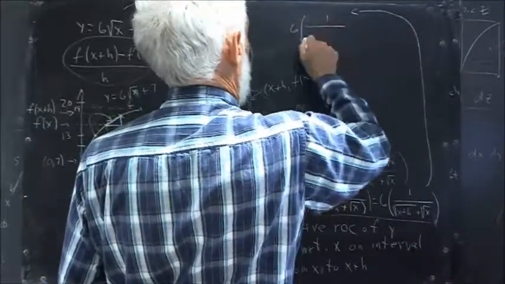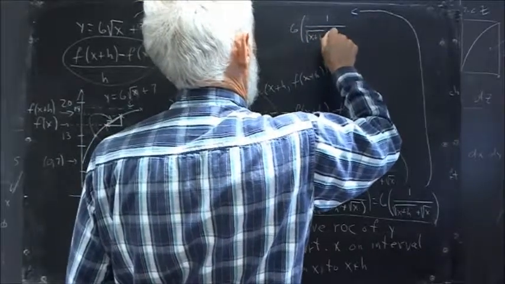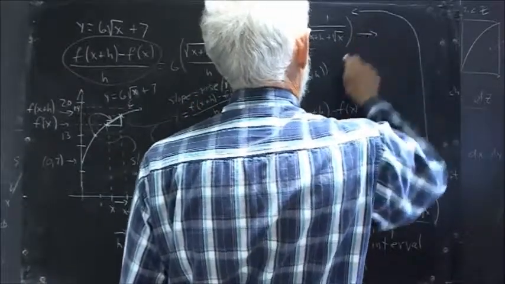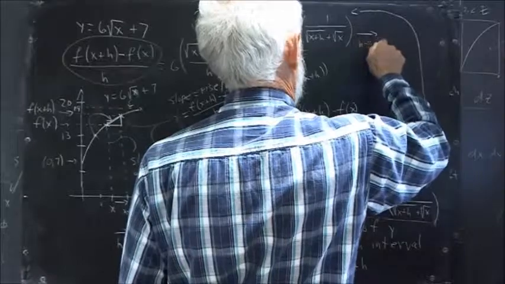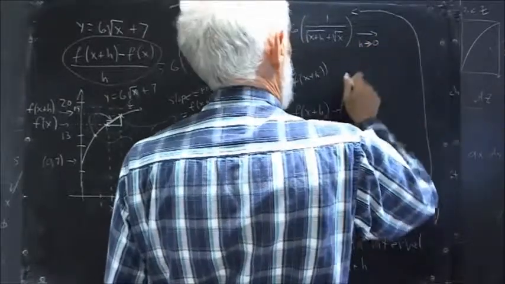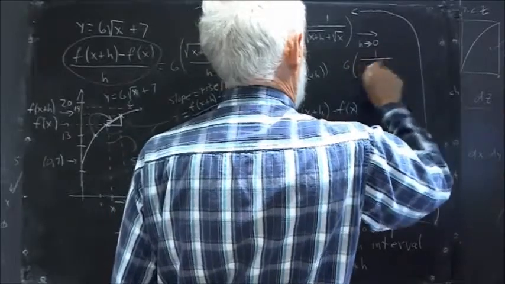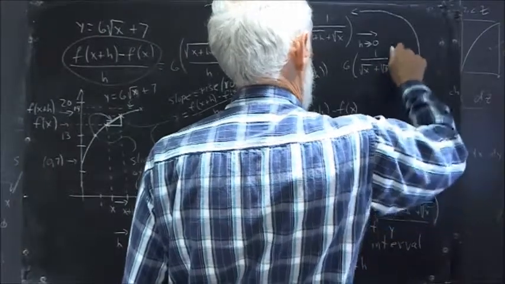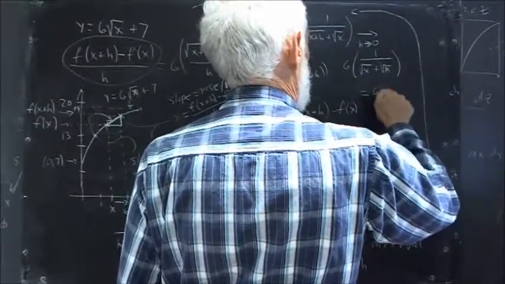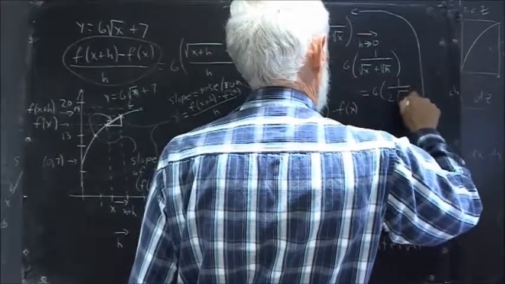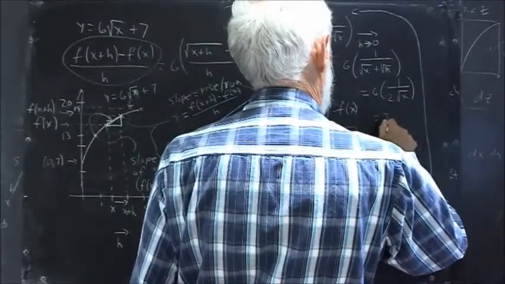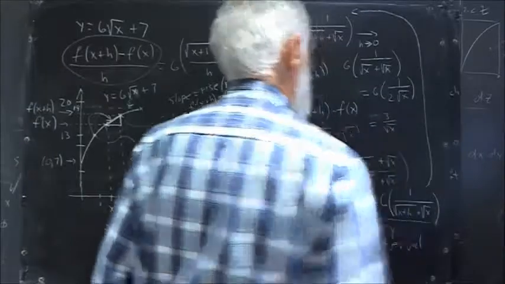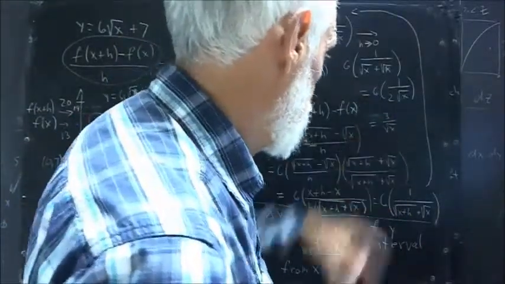6 times 1 over the square root of x plus h plus the square root of x approaches, as h goes to 0, as h shrinks down to 0, 6 times 1 over the square root of x plus the square root of x, which equals 6 times 1 over 2 square root of x, which equals 3 over the square root of x. And we could rationalize that as 3 square root of x over x, but we'll leave it in this form.